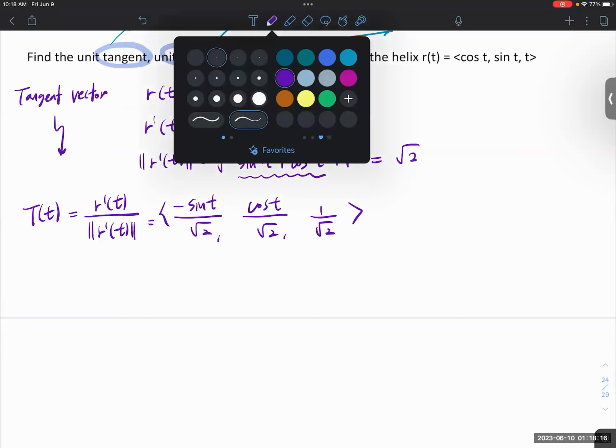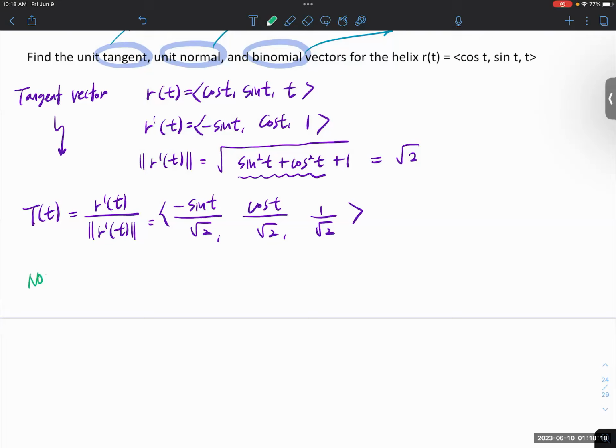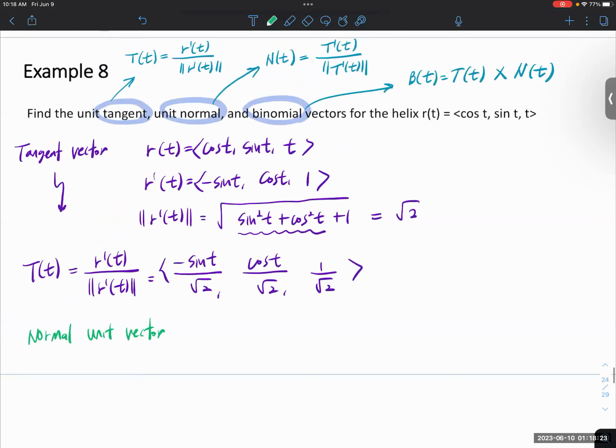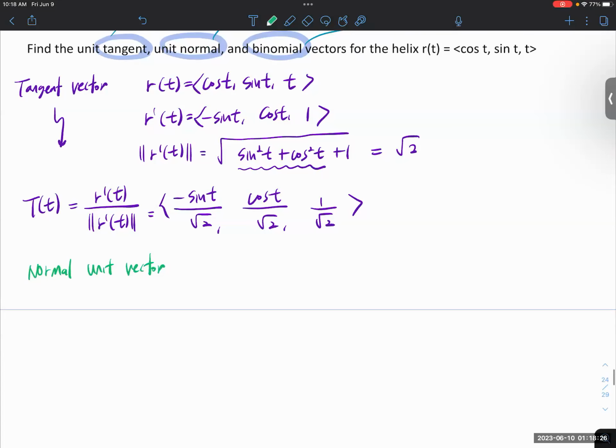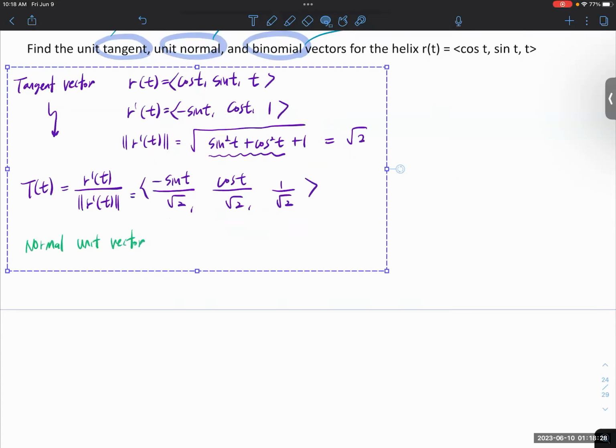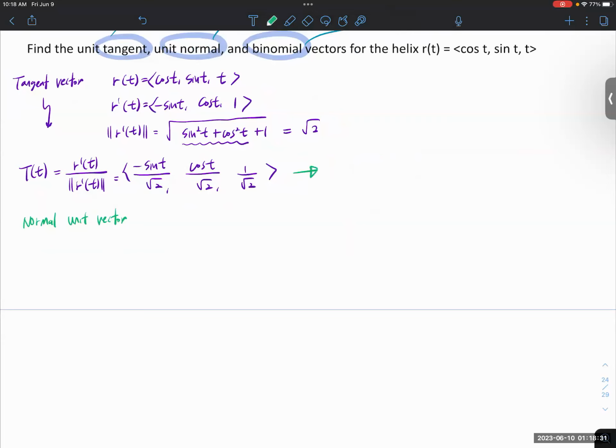So I'm going to change the color. For the normal unit vector, we're going to find T prime first. Since we already know the tangent vector, from here, T prime is going to be what? Negative 1 over radical 2 sine t becomes cosine t, and then 1 over radical 2 cosine t becomes negative sine t. And the last one is a 0. So this is T prime.